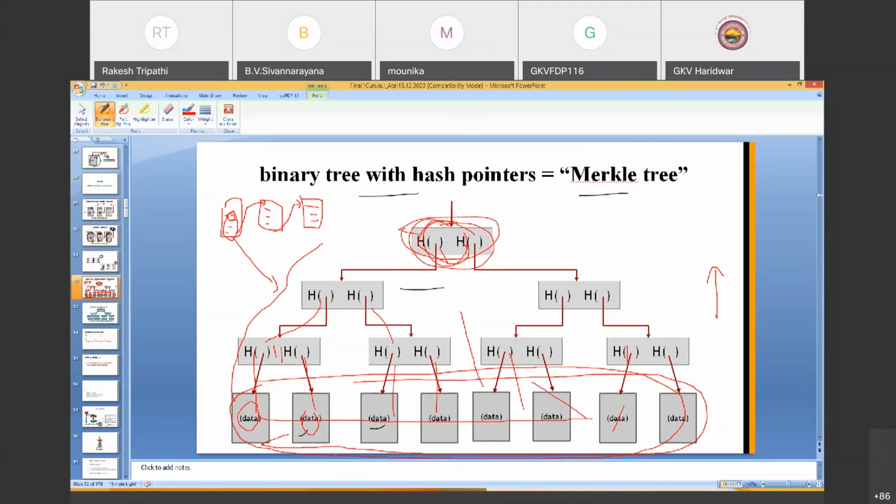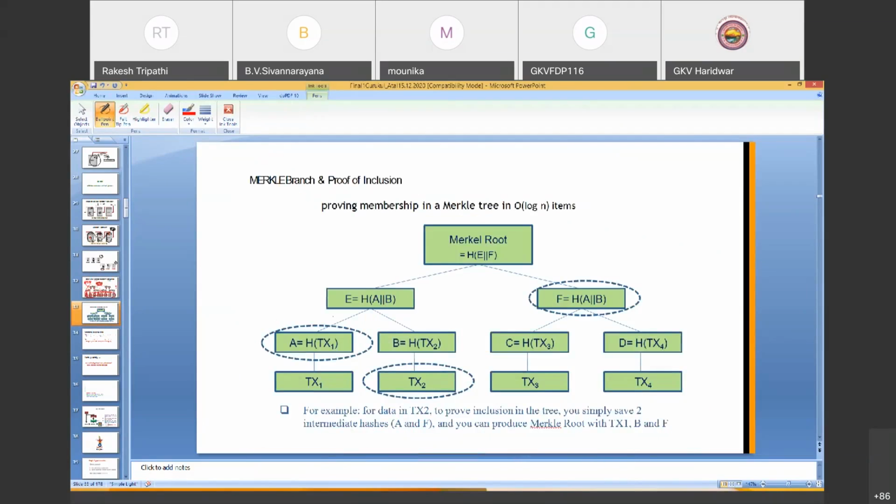If I have to prove that this data is in this block, how do I prove the membership? Very easy. If I have to prove that transaction TX2 exists in this block, then what I have to do? I have to give A, I have to give F, and I have to give the root. With these 4 pieces of information, he can check the membership.